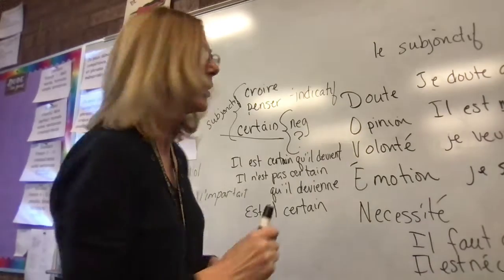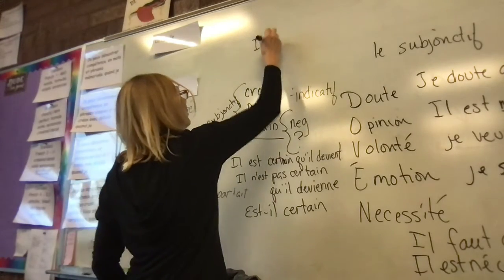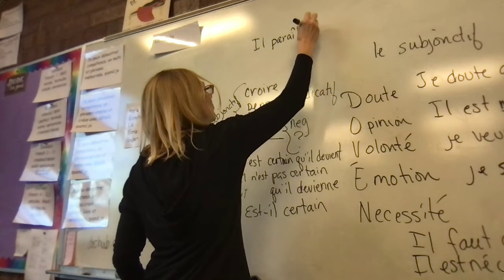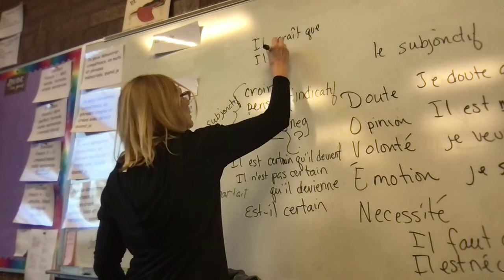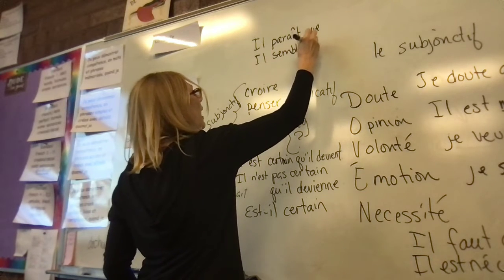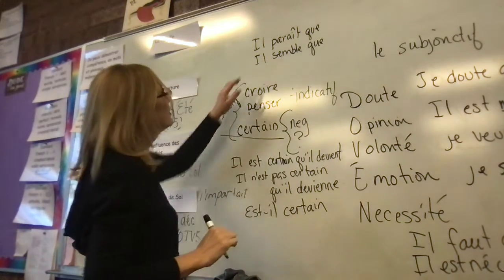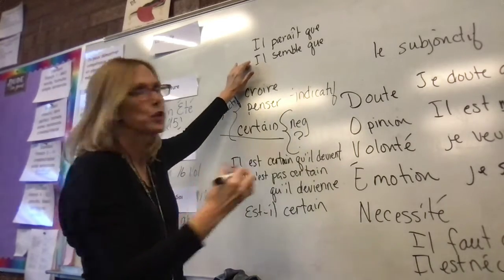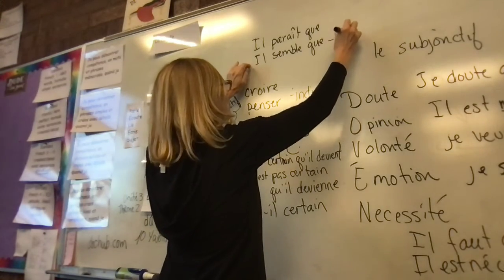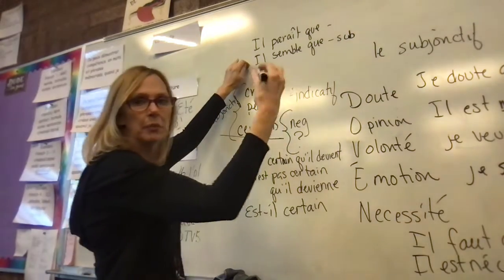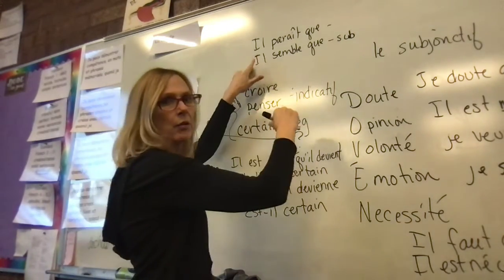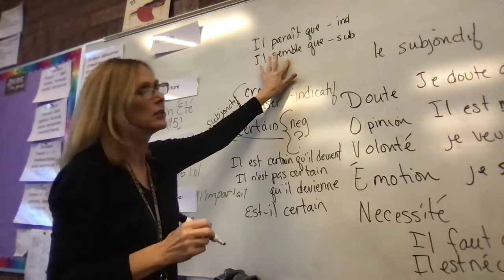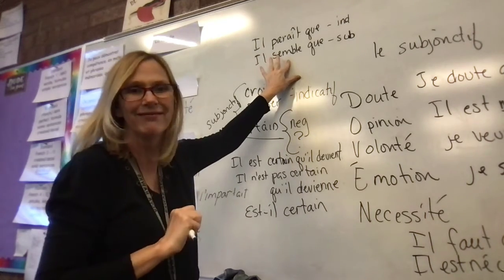Another couple that you have to be aware of are il paraît que and il semble que. These are both often translated as it seems that. But this is it appears that, and this is it seems that. This one to a French person implies doubt, subjunctif, and this one to a French person implies certainty because it appears that way, okay? And so this one is indicatif, and this one is subjunctif. You just have to memorize that, okay?